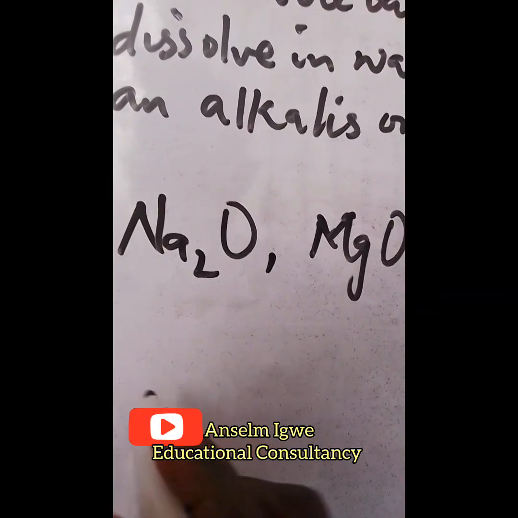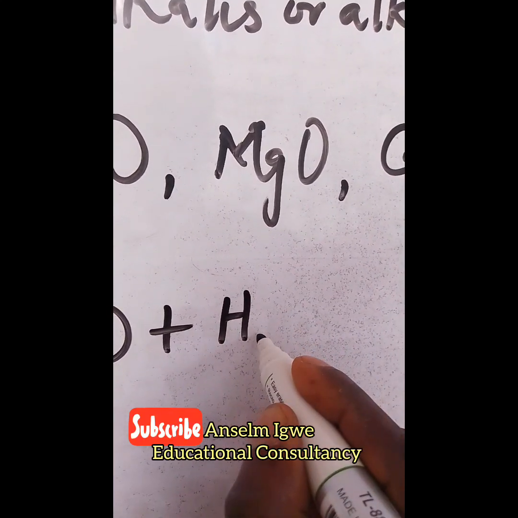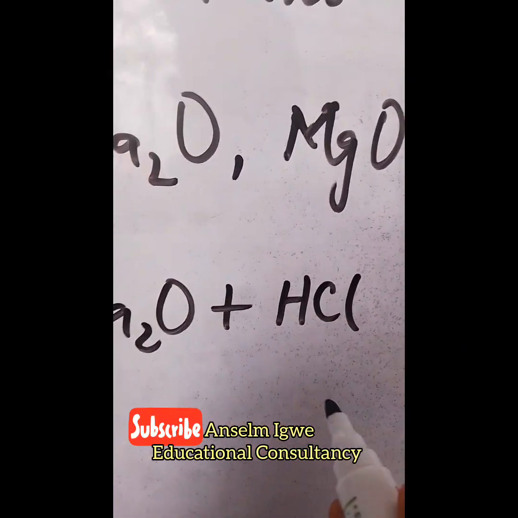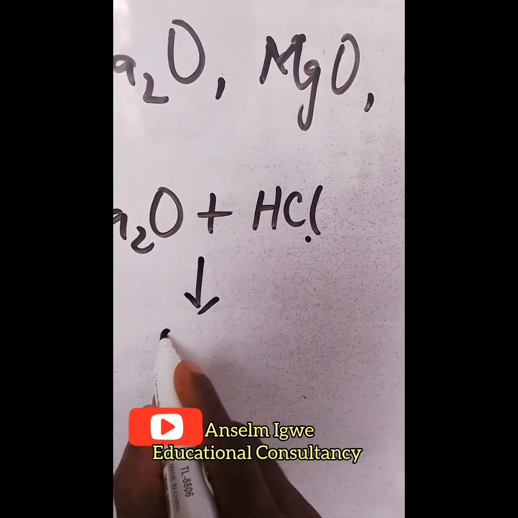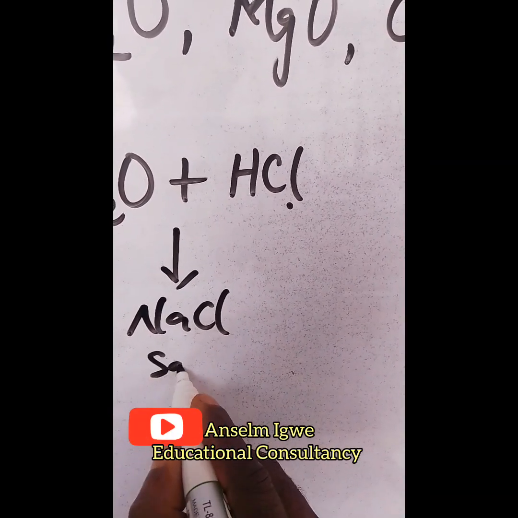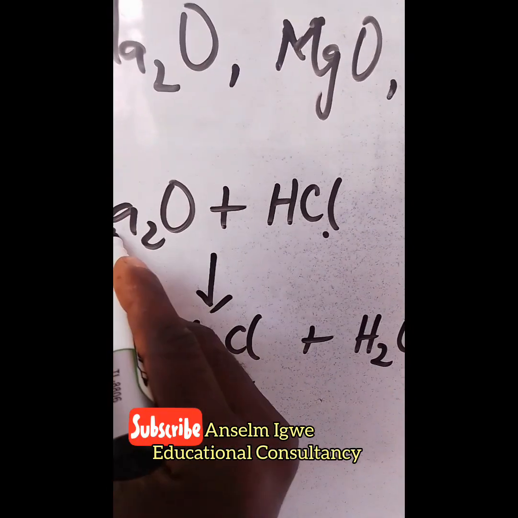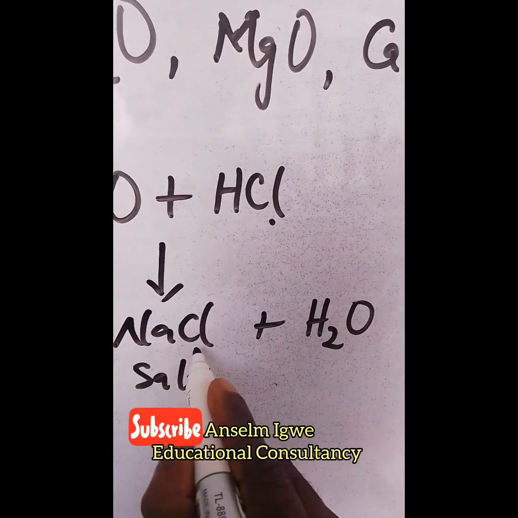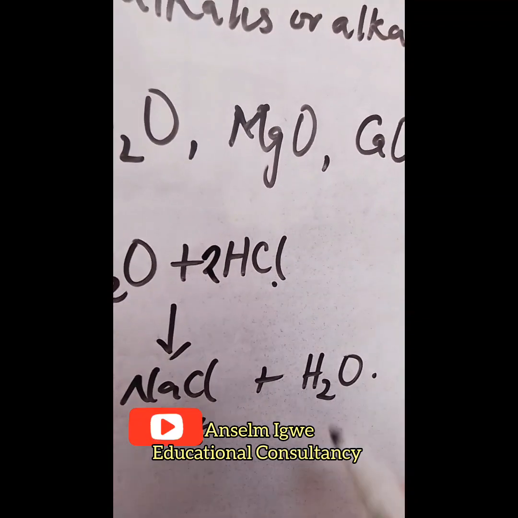Okay, let's see how sodium oxide reacts with an acid. Let's use HCl, hydrochloric acid. It will react with this acid to form salt and water. Sodium will react with chlorine, and we have sodium chloride, which is a salt. And oxygen will react with hydrogen, and we have water. Sodium is 2 here, so we write 2 here to balance it. Chlorine is 2, hydrogen is 2, we write 2 here to balance it. This is how basic oxides neutralize acids.